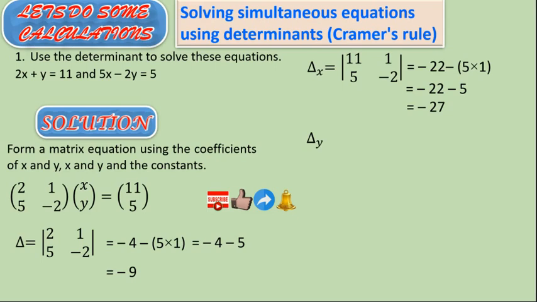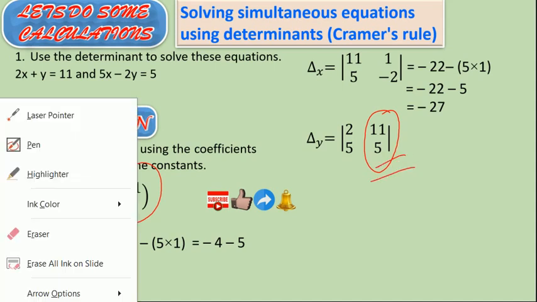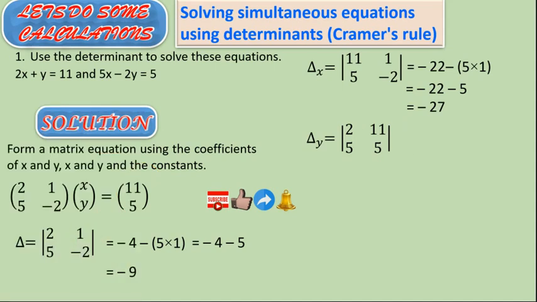Now we're going to find the determinant of y. What should we do? We're going to use the constant values to replace the y part, the coefficient of y in this equation we have formed. And that's how we got 11 and 5 instead of 1 and minus 2 that you can see here. We now have 11 and 5, because we have to replace the y values with the constant values.